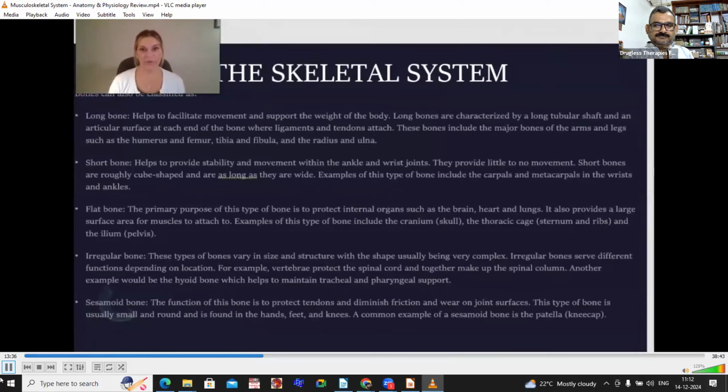And then we have short bones, and these short bones help to provide stability within the ankle and the wrist joint. They provide little to no movement, but these short bones are shaped kind of like cubes. Then there are the flat bones, and their primary purpose.